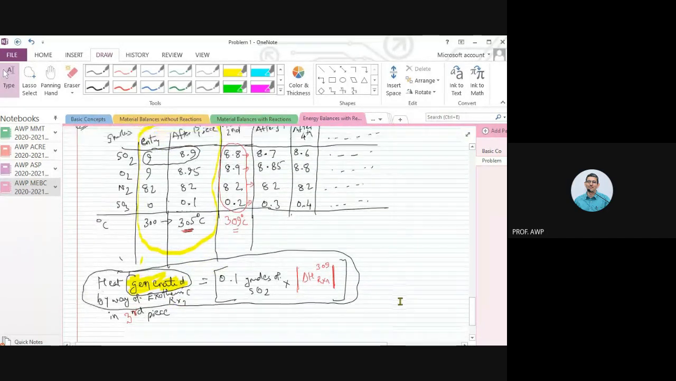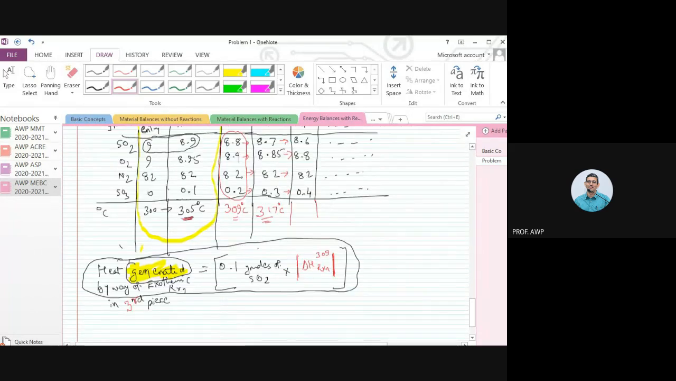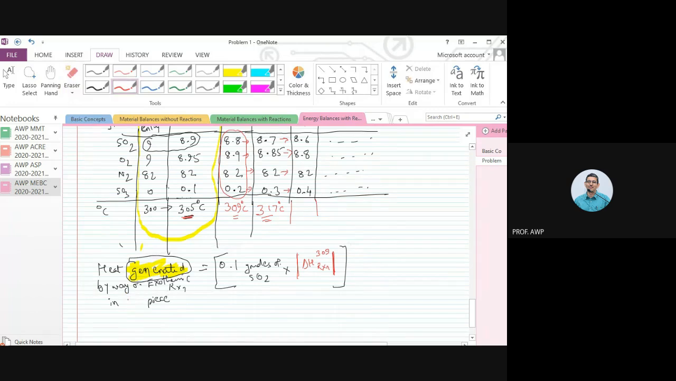After the end of the third piece, let's say the temperature becomes 317 degrees centigrade. Now in the fourth piece, 8.7 moles, 8.85 moles, 82 moles, and 0.3 moles are entering, but they are at 317 degrees centigrade. So the heat generated by the reaction in the fourth piece is 0.1 gram moles of SO2 multiplied by 317.